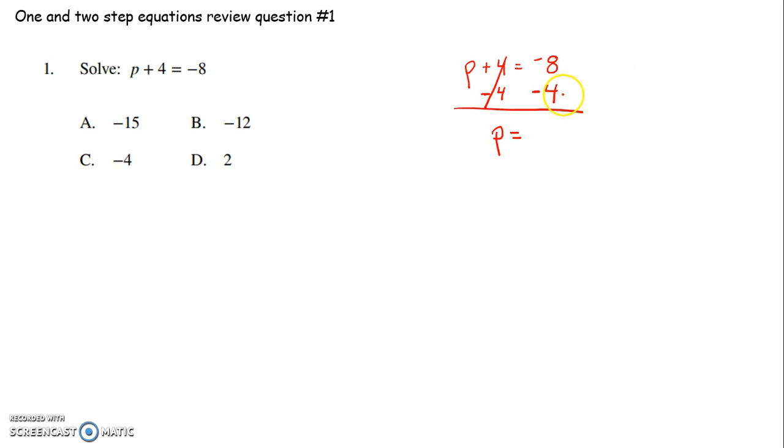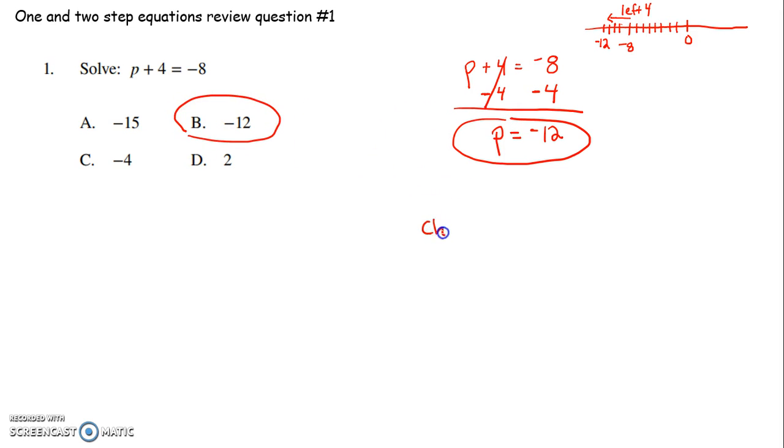-8 plus -4. Signs are the same, find the sum. That means you take 8 and 4 and you add them up, and then you keep the sign. If I was here at -8, -1, -2, -3, -4, -5, -6, -7, -8, minusing 4 means move left 4, move left 1, 2, 3, 4. I'll end up here at -12. So that's just a quick visual of that. So p must equal -12.